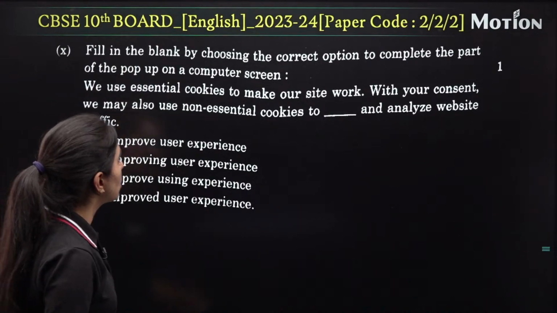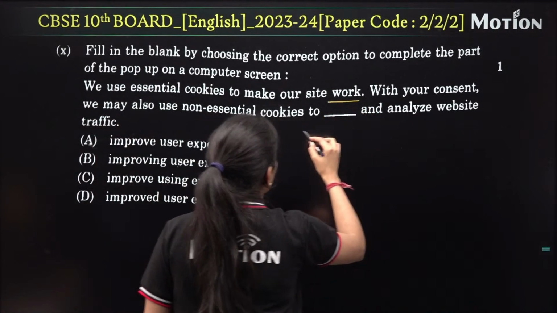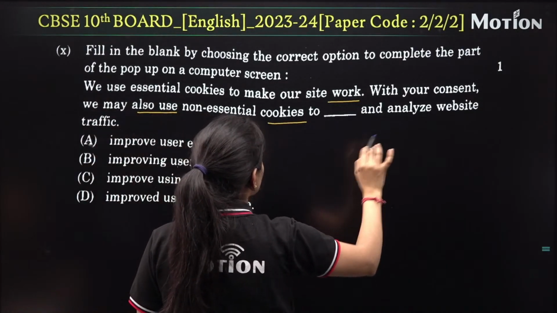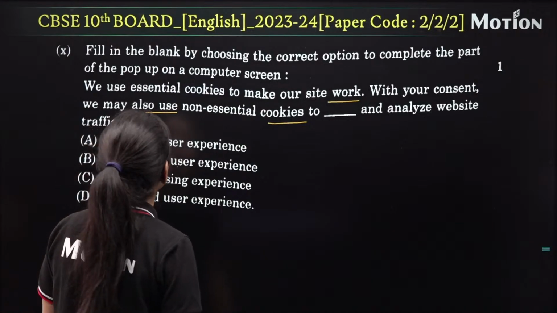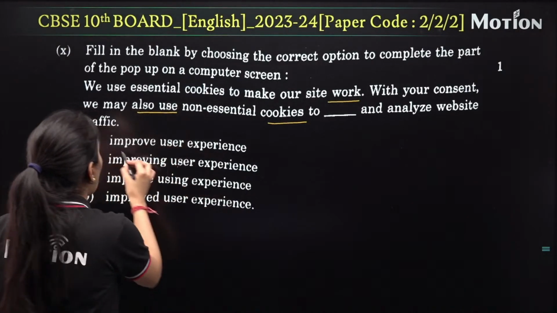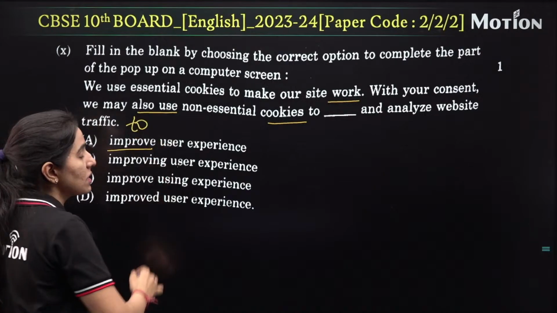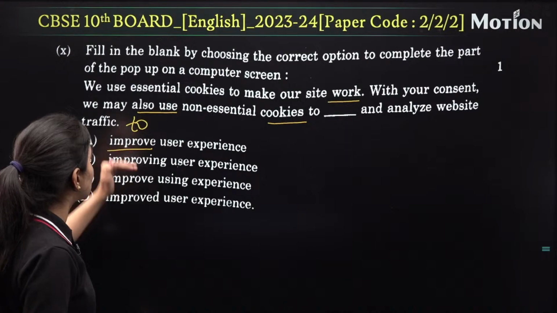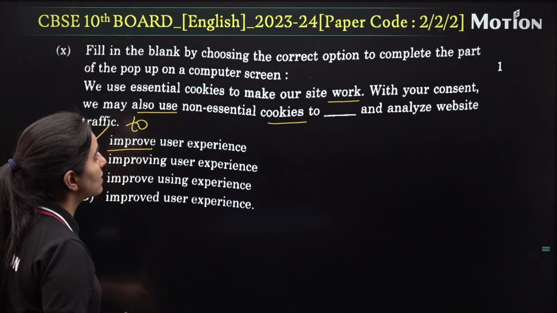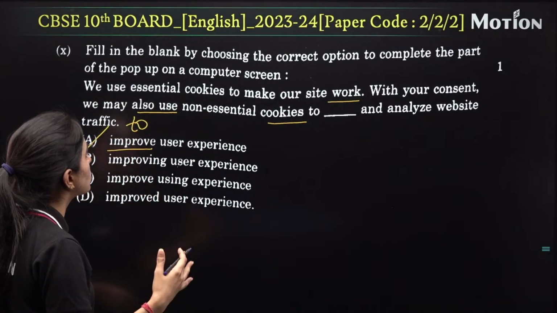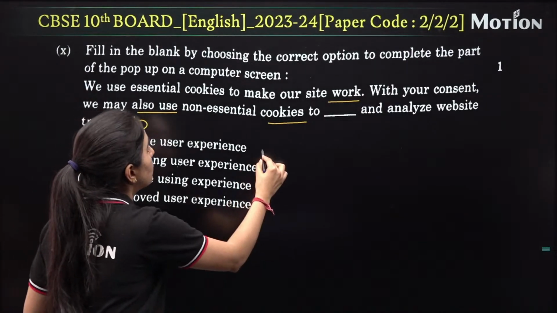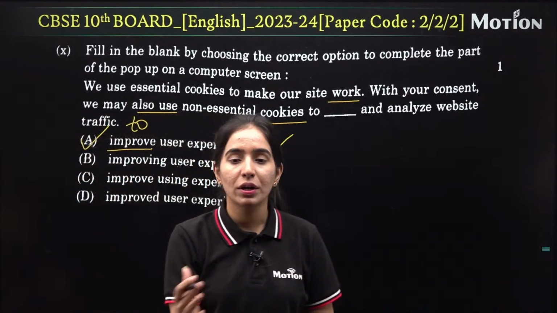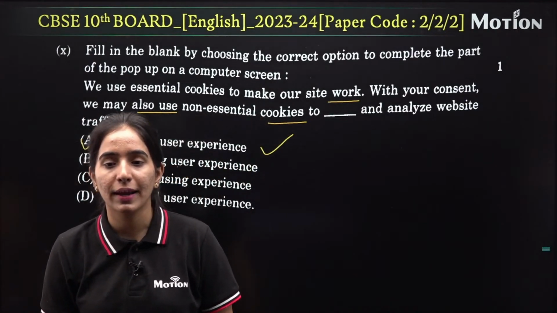We use essential cookies to make our site work. With your consent, we may also use non-essential cookies to improve user experience and analyze website traffic. Cookies too, whenever we have to. So of course after that we will use first form of verb. So what is the first form of verb that we have? That's the first option. So the correct answer is: with your consent, we may also use non-essential cookies to improve user experience and analyze website traffic. So after "to", it will be followed by first form of verb. Okay.